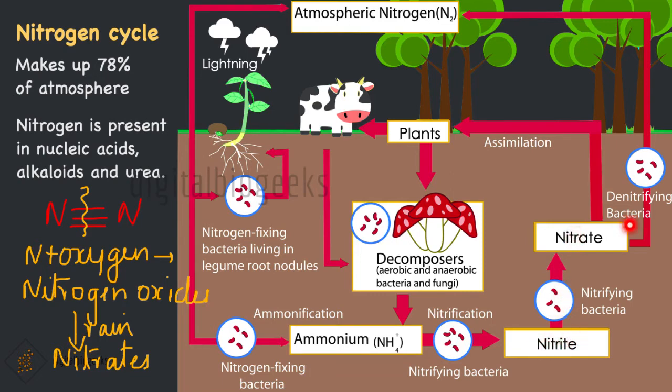There is another group of bacteria called denitrifying bacteria. These denitrifying bacteria convert this nitrate into the atmospheric nitrogen and it will return back to the atmosphere. Hence the amount of nitrogen in the atmosphere remains constant.